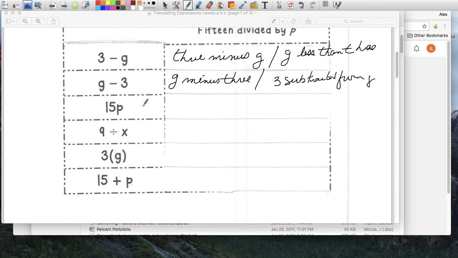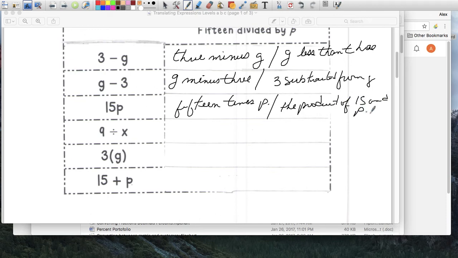15p, a lot of you are saying, well, there's no dot. Actually, you don't need a dot. I just put there so that you guys know that there's a dot. So if you don't see the dot, it still means multiplication. So you can write 15 times p, or you can write the product of 15 and p. So a lot of ways of writing this.